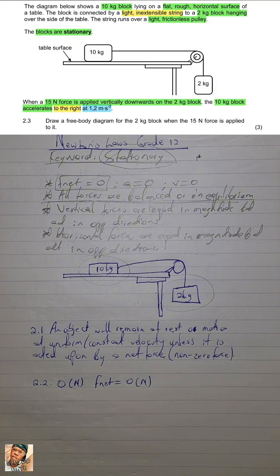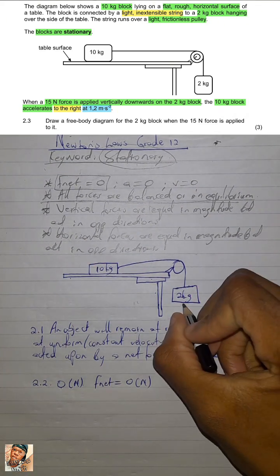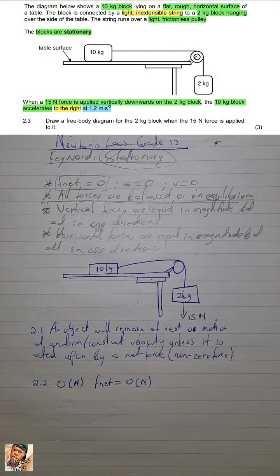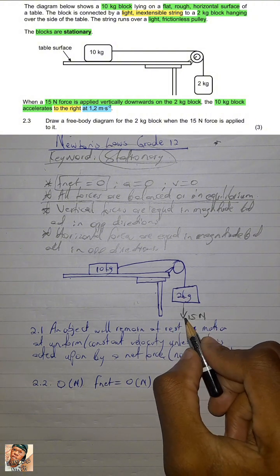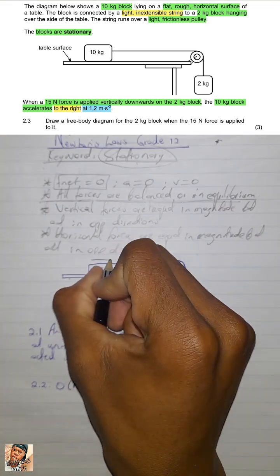But before we get into 2.3, there's information that I've been given, so let us read that information. They're saying, before you draw the free body diagram, when a 15 newton force is applied vertically downwards on the 2 kg block, the 10 kg block accelerates to the right at 1.2 meters per second squared. So this is what they're saying. There's going to be a force that is going to pull the 2 kg block down, and that force is 15 newtons in magnitude. When this force pulls the 2 kg block down, the 10 kg block is going to accelerate to the right.